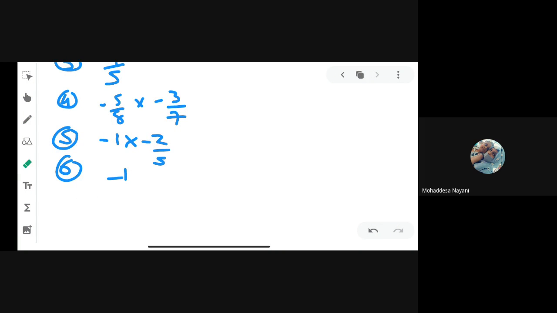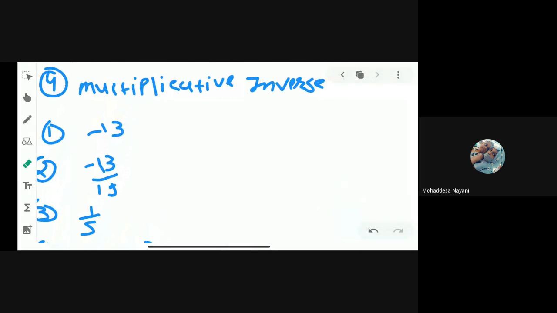Okay, now see. What is the multiplicative inverse? Multiplicative inverse means we are changing the position of numerator and denominator. So you can see minus 13 is in the numerator. We are taking it into the denominator, but the negative sign we are putting in the numerator. Just we are sending the number to the denominator. So what is the answer? Minus 1 by 13. Clear all of you?